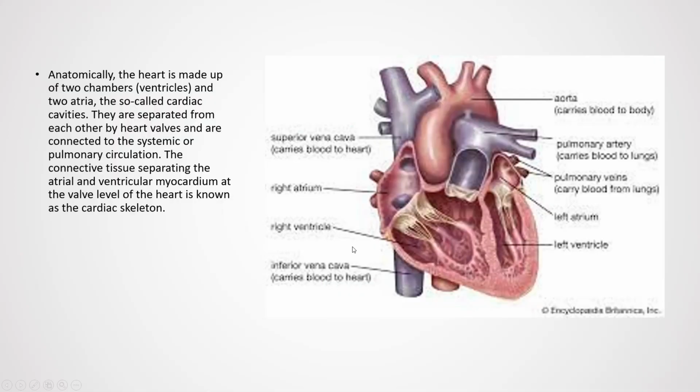Anatomically, the heart is made up of two chambers, ventricles, and two atria. The so-called cardiac cavities are separated from each other by heart valves and are connected to the systemic or pulmonary circulation. The connective tissue separates the atrial and ventricular myocardium. At the valve level of the heart, it's known as the cardiac skeleton. Here we see the right atrium, the left atrium, the right ventricle here, and here the left ventricle.